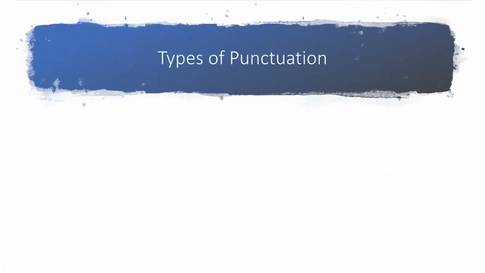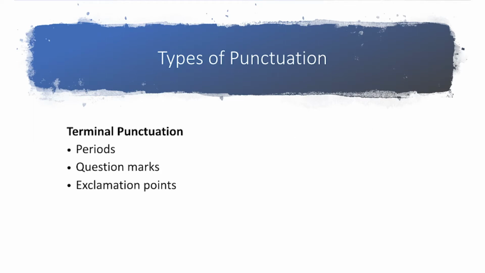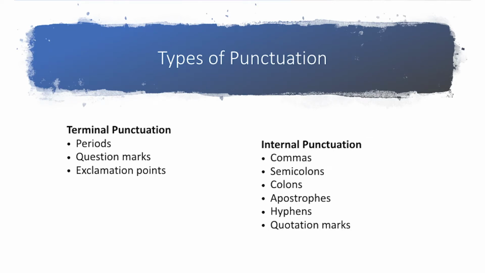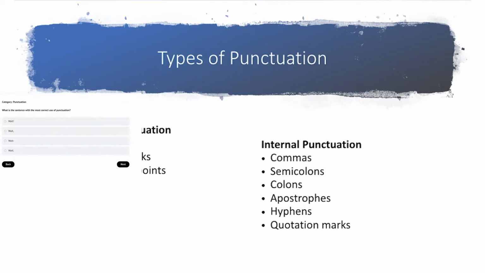Know your punctuation. Okay, this is pretty basic stuff for grammar, terminal or ending punctuation. That is your periods, question marks, exclamation points. Know when to use them, how to use them, the correct way to use them. The internal punctuation. So those are your commas, semicolons, colons, apostrophes, hyphens, quotation marks. Again, know when to use them and how to correctly use them.